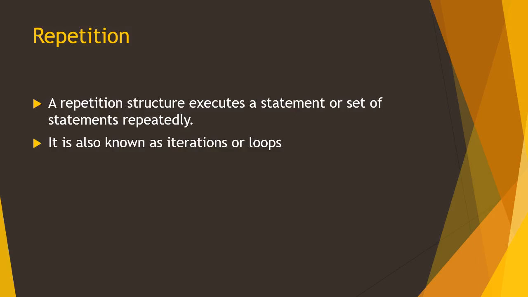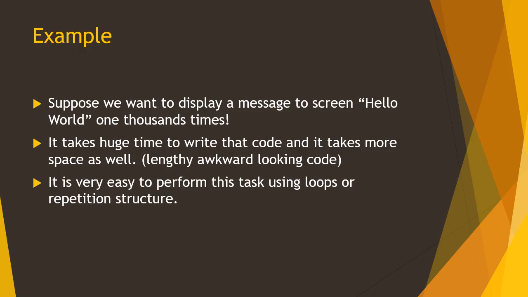Now let's talk about repetition or iteration. A repetition structure executes a statement or set of statements repeatedly. It is also known as iterations or loops. Now let's take an example. Suppose we want to display a message to the computer screen, hello world, 1000 times. It takes huge time to write that code and it takes more space as well. It is very easy to perform this task using loops or repetition structure.